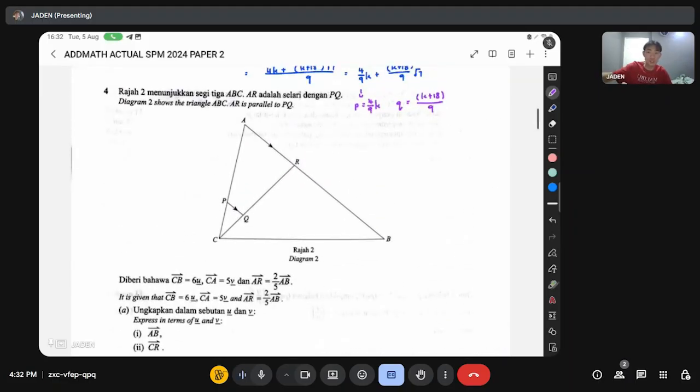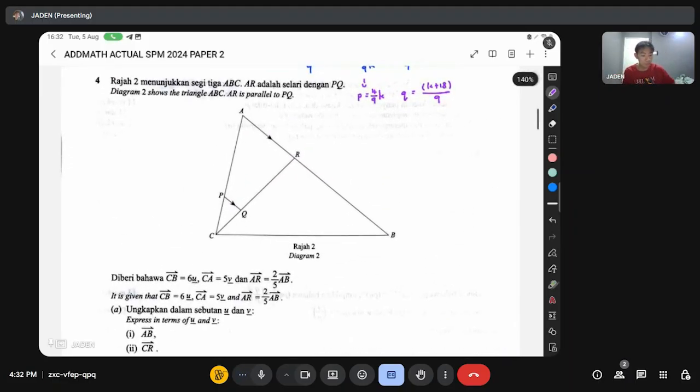Let me take some water first, because we're going to go into number 4 here. Just to let you know, there is no video cutting throughout my entire recording, because I'm opening up this so-called Google Meet and I press the record button. I'm going to do it in one shot, so bear with me if I have to drink water and take some rest.